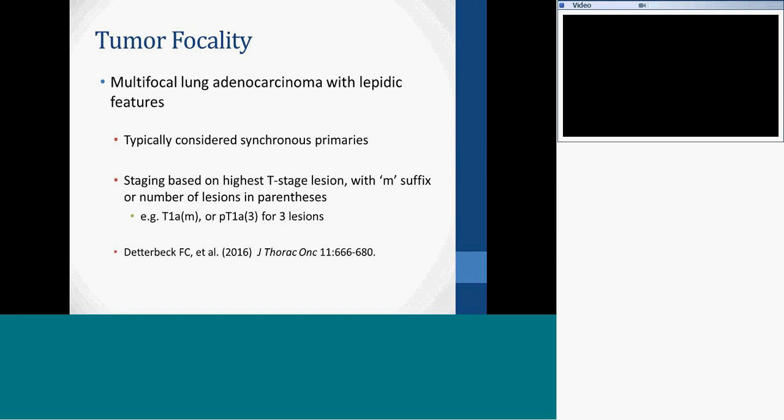Typically in this situation, except for mucinous adenocarcinoma, for non-mucinous lepidic predominant adenocarcinomas, these would typically be considered synchronous primaries. And so the staging doesn't change, in that it would be based on the highest T-stage lesion with the m suffix or the number of lesions indicated in parentheses after the tumor stage. I would refer to another article in the same issue of the Journal of Thoracic Oncology for some discussion of the situation where you've got multifocal lung adenocarcinoma with lipidic features.